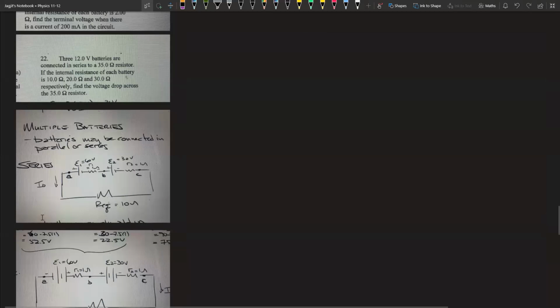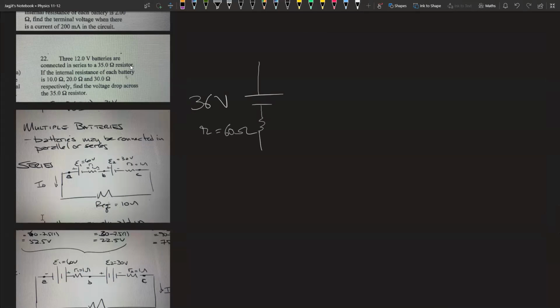Okay, in the next question, they're saying that 3 12-volt batteries are connected in series. So we can think of it as having one big battery whose voltage is 3 times 12, which is 36 volts. Okay, and they're saying that the internal resistance is 10 ohms, 20 ohms, and 30 ohms. So we can think of them as having, let me write the combined internal resistance. That is going to be 10 plus 20 plus 30, which is 60 ohms. That's your combined internal resistance of this battery, okay?